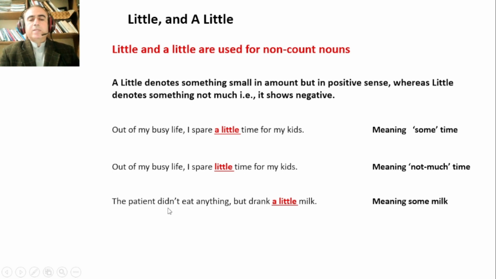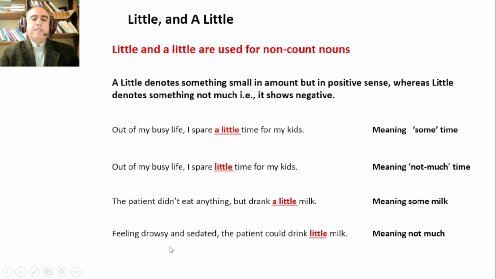The patient didn't eat anything but drank a little milk, meaning he drank some milk. Feeling drowsy and sedated, the patient could drink little milk, meaning not much, so giving a sense of negative.